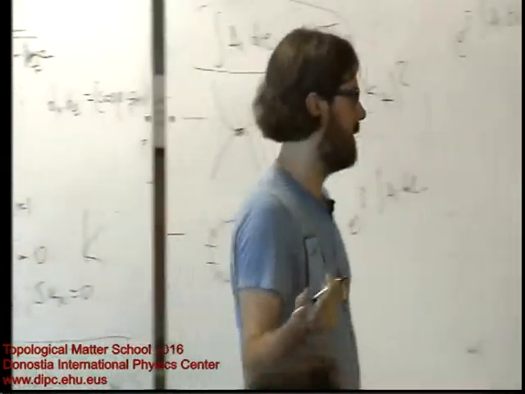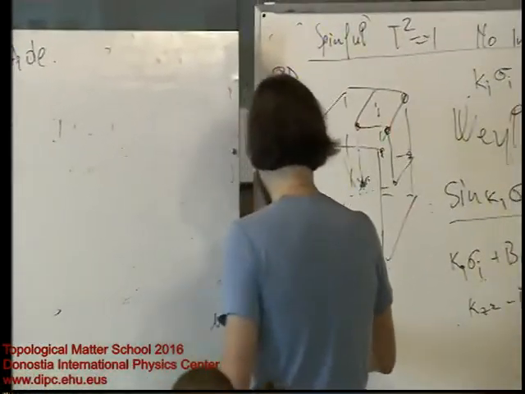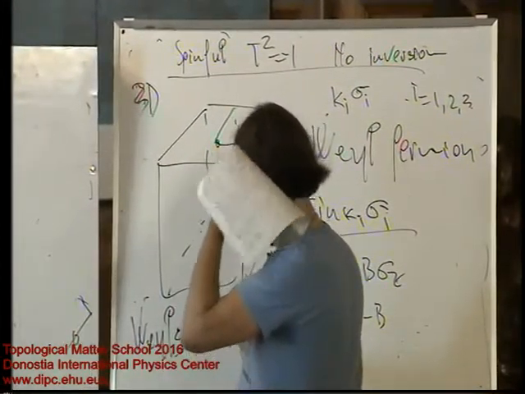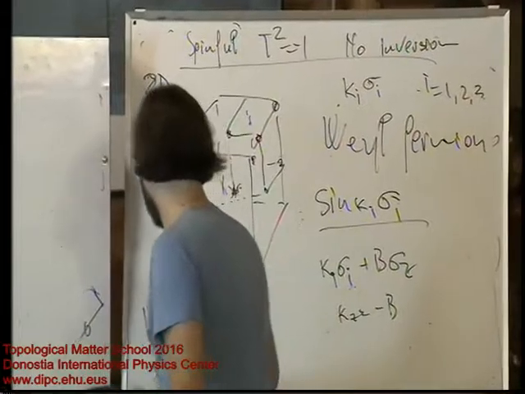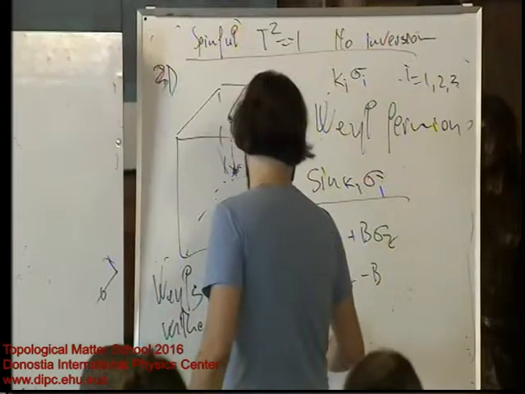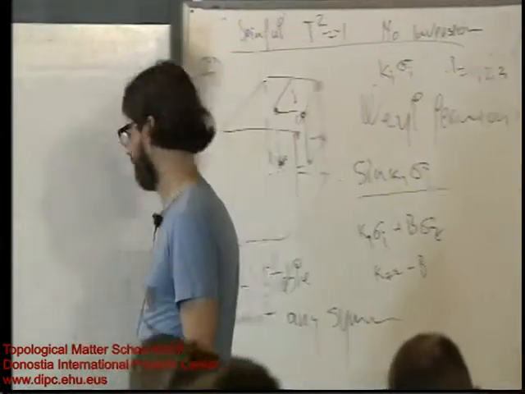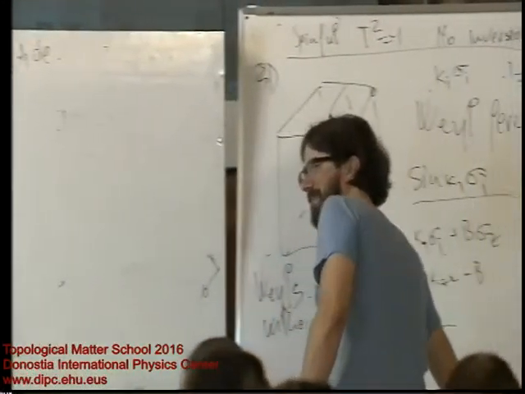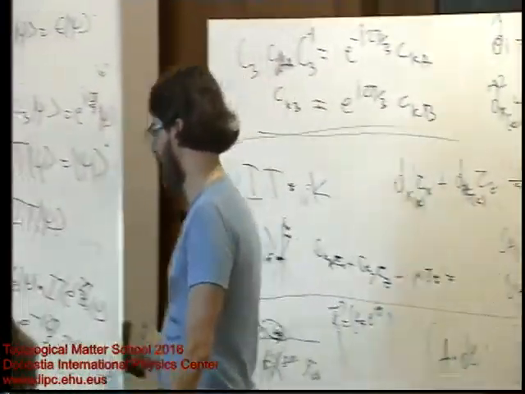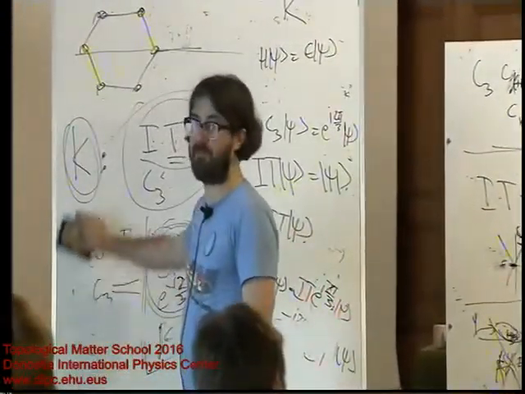And that's what Weyl fermions are, right? Weyls are stable without any symmetry in 3D. Okay? And this is why you say that they are everywhere. Yeah. Any time reversal invariant system will have them. Any time reversal invariant system will have Fermi arcs.